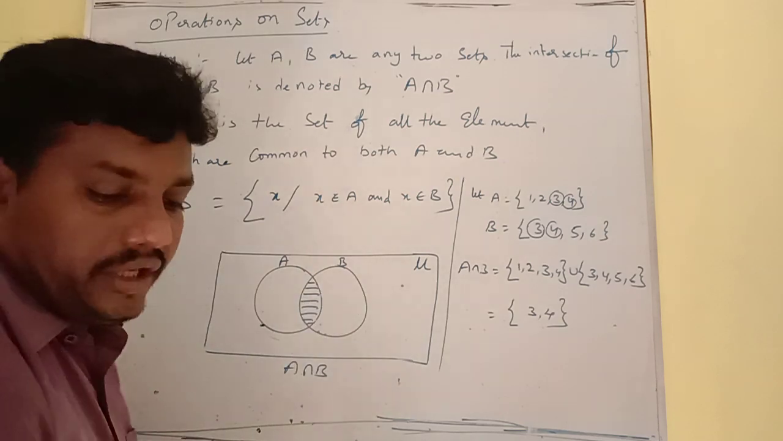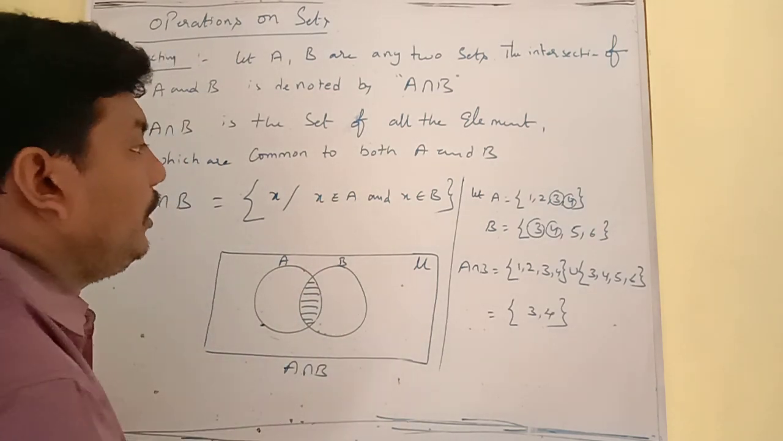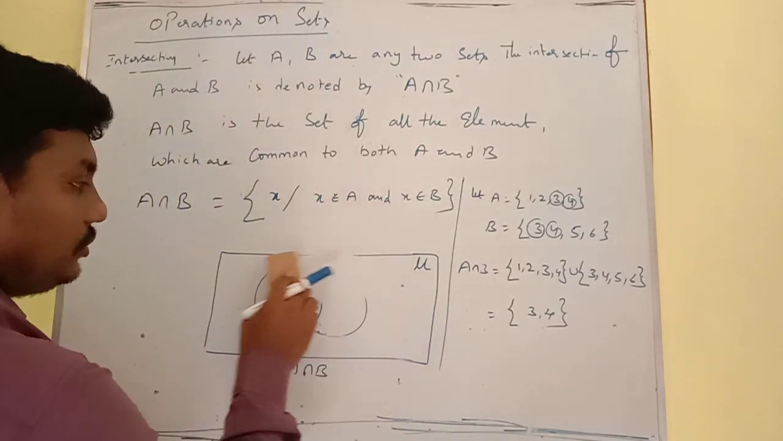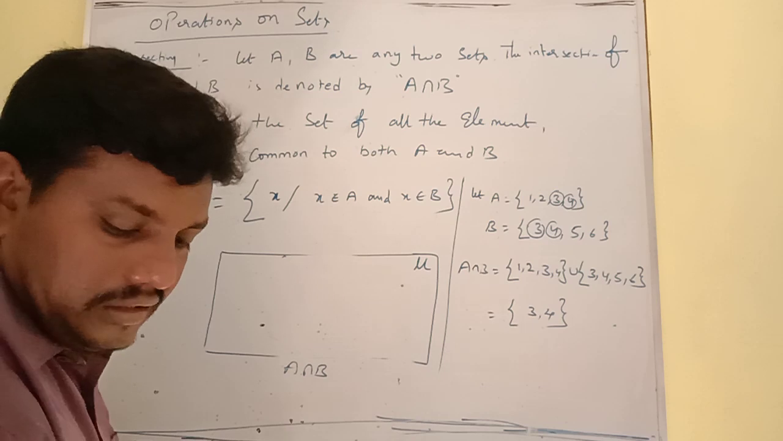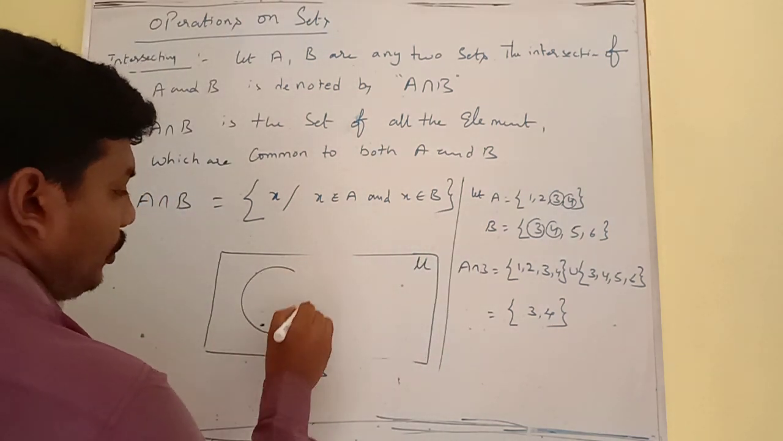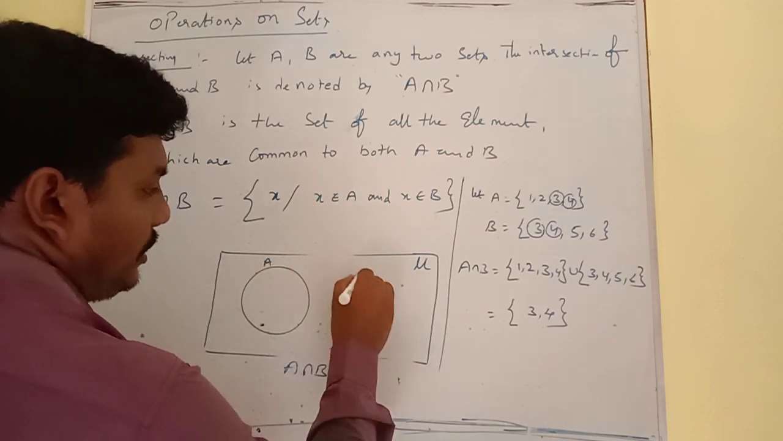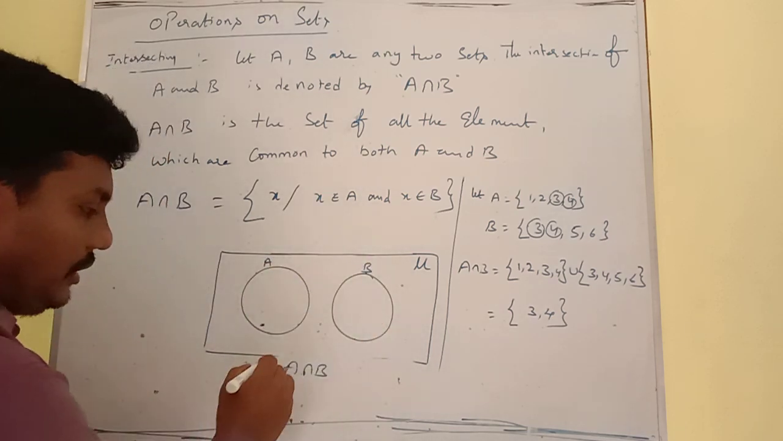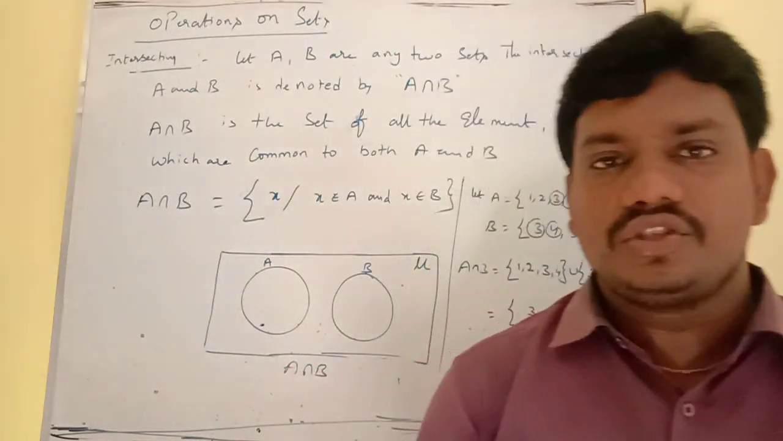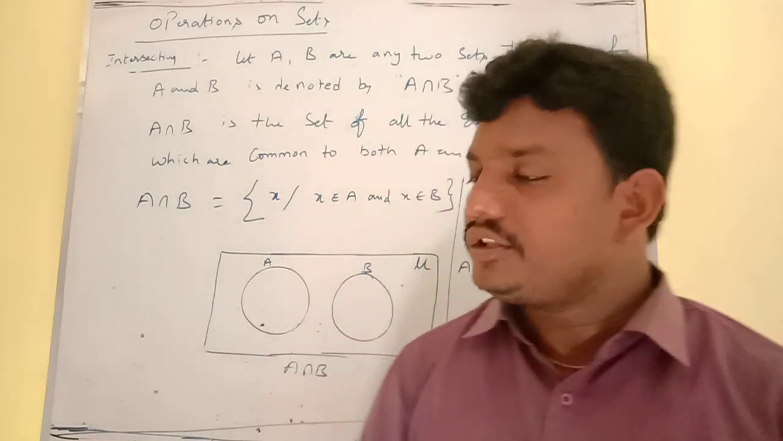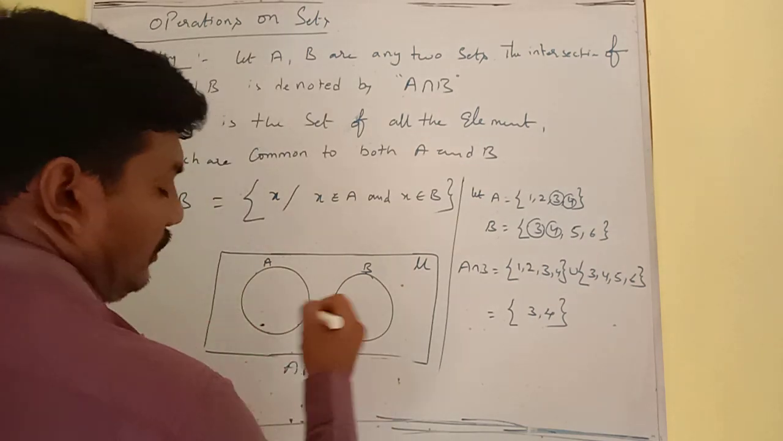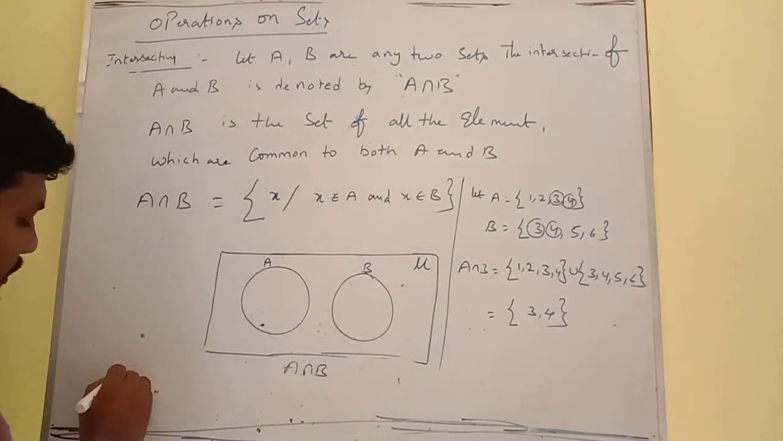There is no intersection part. If there is no intersection part, then those two sets are disjoint sets. If two sets are said to be disjoint, that means their intersection is the null set. This is A and this is B. These two are called non-overlapping sets or disjoint sets. Disjoint means there is no intersection part; the intersection is the null set. Let me consider examples for disjoint sets.